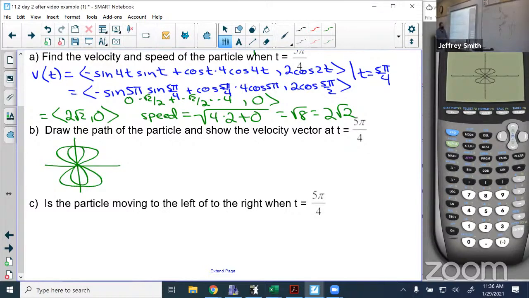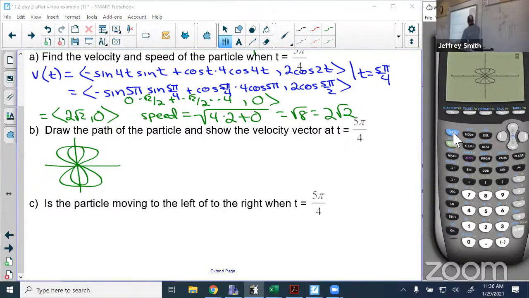I missed a little bit at the bottom. All right, what does it mean when it says, well, we drew the path. We got that. Show the velocity vector at 5 pi over 4. Here's what they would like you to do. First, we decide, well, where is the particle when t is 5 pi over 4?